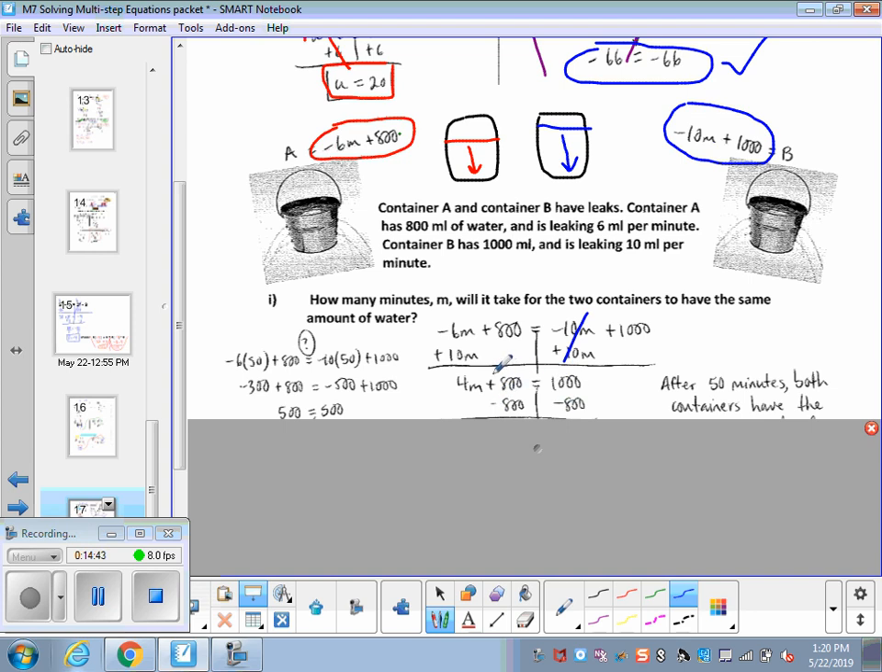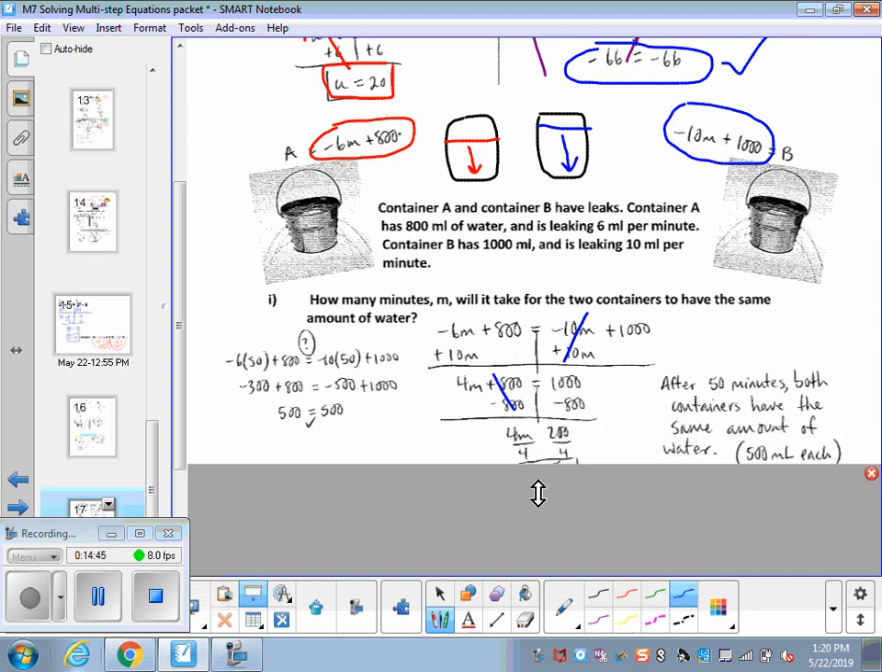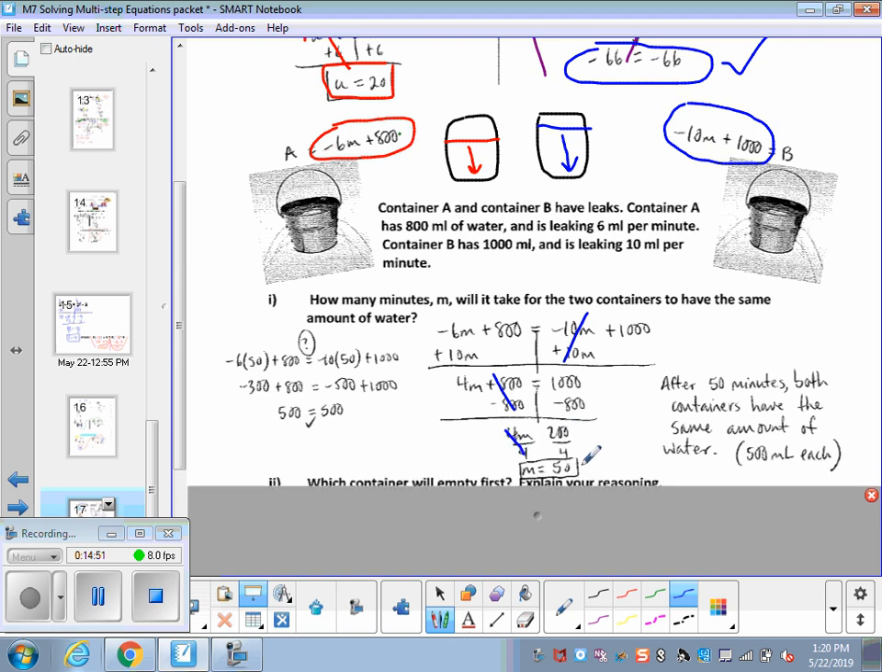So I'm going to subtract the 800 from both sides for it to cancel out. And we're left with 4m equals 200. Now divide by your 4 to get m, and m is 50. What that means, y'all, is that if m is 50, these two things equal each other. So after 50 minutes, both of these containers are going to have the same amount of water in them.